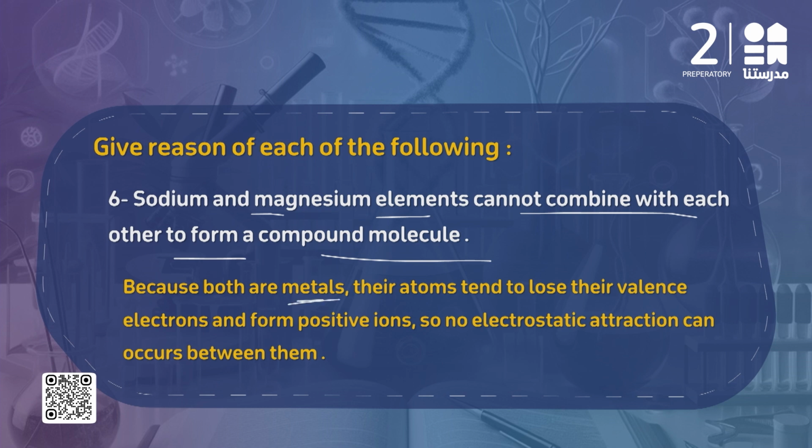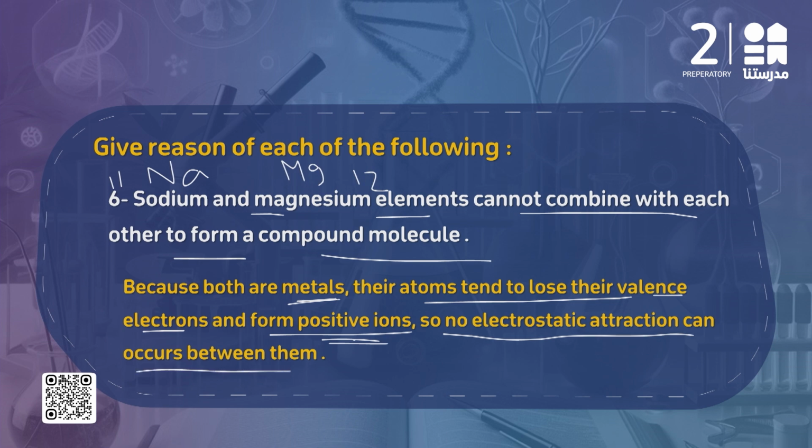Question number 6 بيقول لي sodium and magnesium elements cannot combine with each other to form a compound molecule because both of them are metals and their atoms tend to lose their valence electrons and form positive ions. لأن الصوديوم والمغنيسيوم الاثنين هيعملوا لي positive ions. الصوديوم Na11 فهيبقى 2,8,1 هيعمل lose لل1 electron والمغنيسيوم 12 هيبقى برضو 2,8,2 فهيعمل برضو lose لل2 valence electrons اللي في الآخر فالاثنين هيعملوا لي إيه؟ هيعملوا لي positive ion. يبقى عمري ما هلاقي electrostatic attraction between positive ion و positive ion لازم positive و negative. So no electrostatic attraction can occur between them.